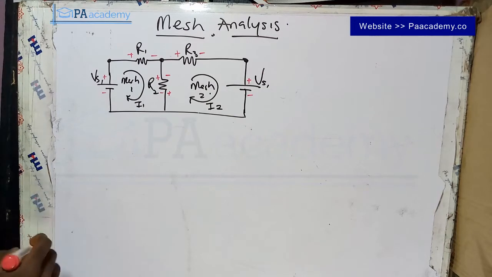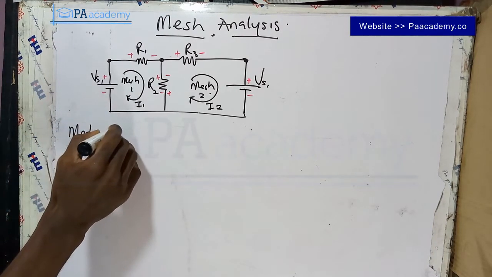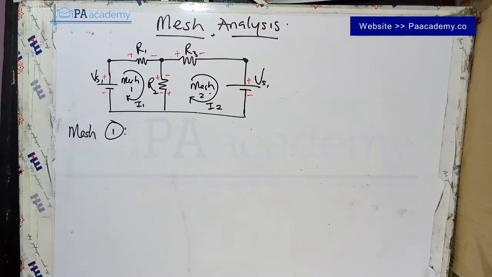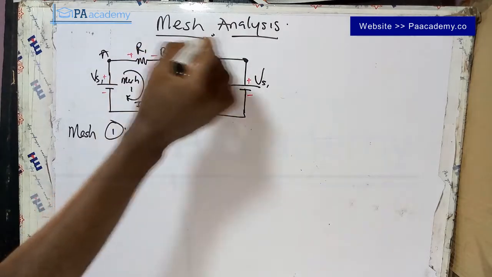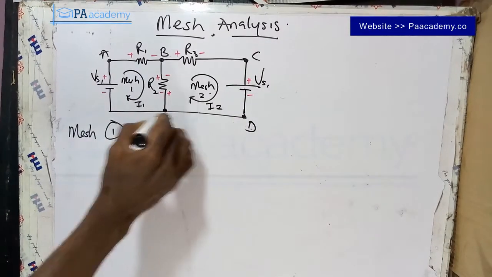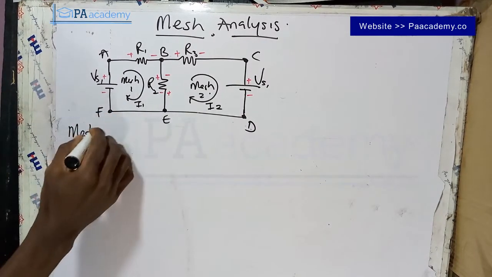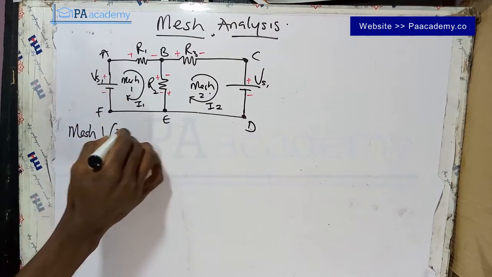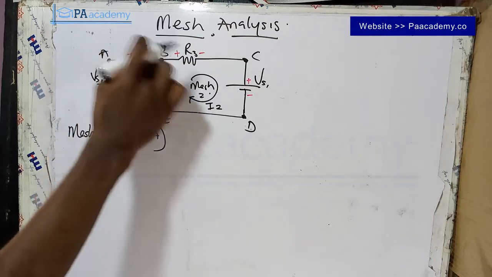So in doing that, for mesh 1 now, let me write it out. For mesh 1, let me call this point, this node, A, B, C. Let me call this point D, E, and F. So mesh 1 is A, B, E, F, and back to A. So this is the mesh we are looking at now.